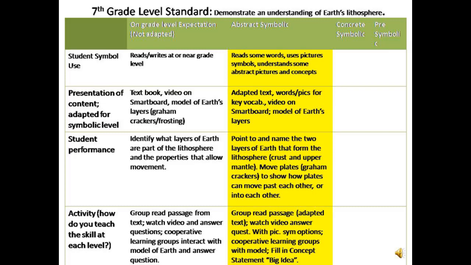Finally, the activity to teach the skill for a student who accesses the curriculum at the abstract symbolic level may be to read the same group passage from the textbook with the adaptations, then answer some questions about the video and text. The student may use picture symbol options to respond to each question.